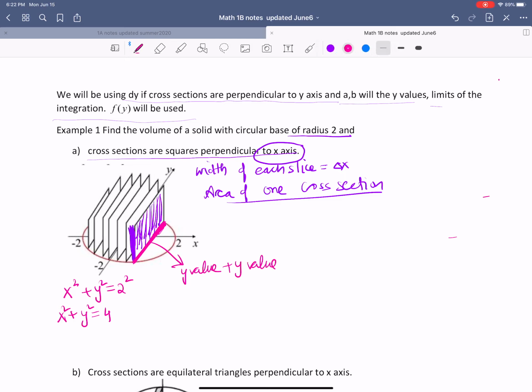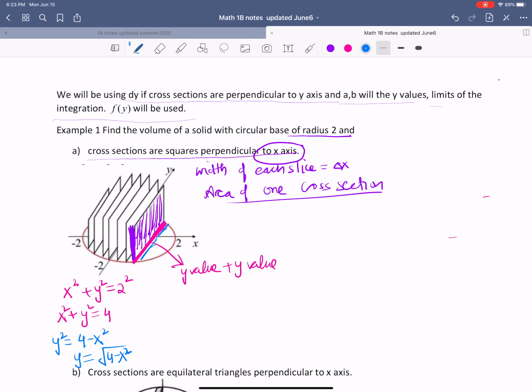I am trying to find this little piece and this little piece, and that's the each y value. But I want everything in terms of x, so let's solve this y value in terms of x. So y squared is equal to 4 minus x squared. From here I can say y is equal to square root of 4 minus x squared. It's actually plus and minus, so there's a top piece and a bottom piece for the y value.